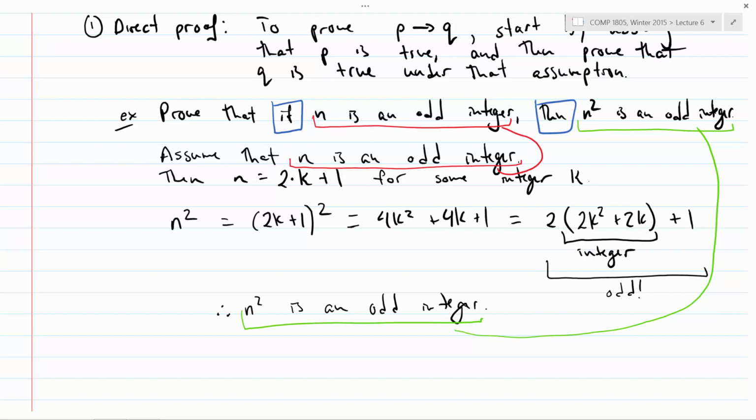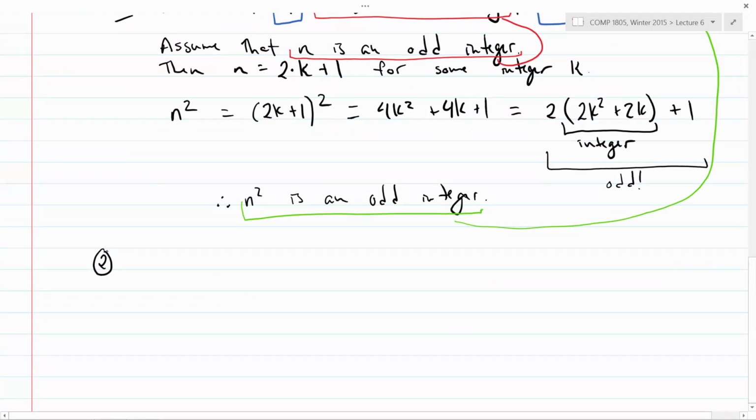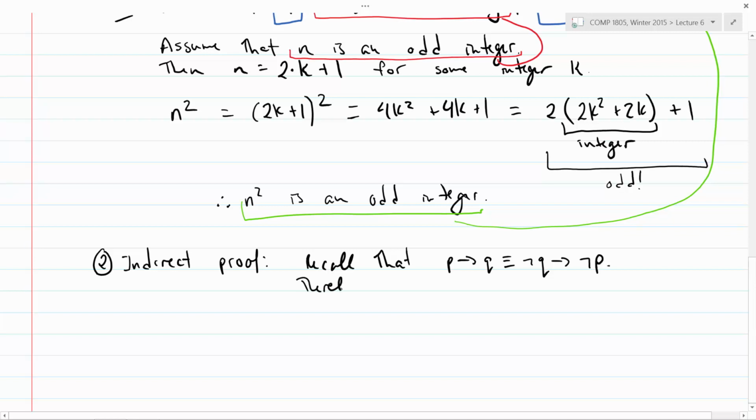Other questions? All right, so let's talk about that. That's called an indirect proof. So recall that P implies Q is exactly the same as not Q implies not P. Right? So therefore, to prove P implies Q, you could instead prove not Q implies not P.